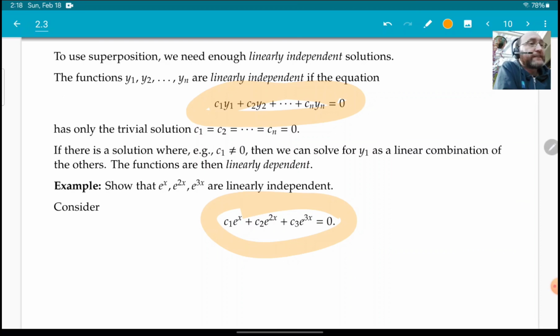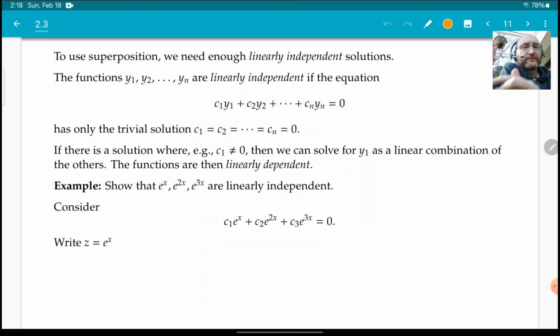I mean, clearly that's a solution. If I multiply all these by zeros, that's a solution. I want to know, is there any other one? Here we're going to do, I think, 3 different ways of doing this. So let's start with one.